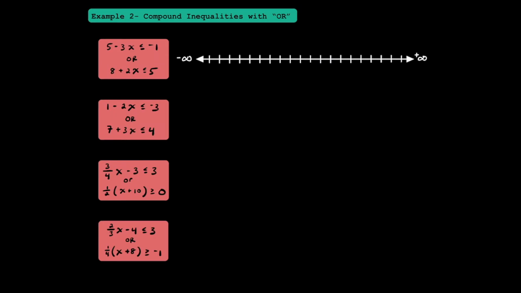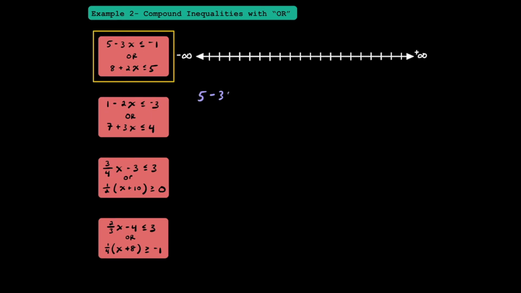In example 2, we're going to go over some compound inequalities that have the word or. In these types of problems, we're looking for the solutions or the values of x that make either of these inequalities true. The solutions for one of the inequalities doesn't have to be the solutions for the other inequality. In this first one, we have 5 minus 3x is less than or equal to negative 1. Let's solve this inequality by isolating the x.